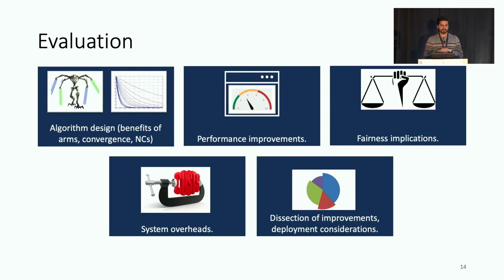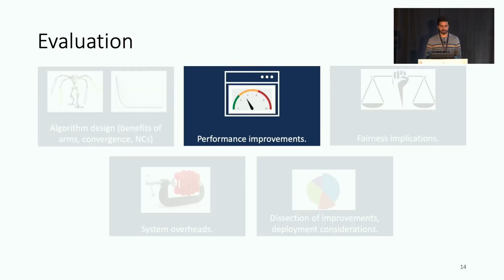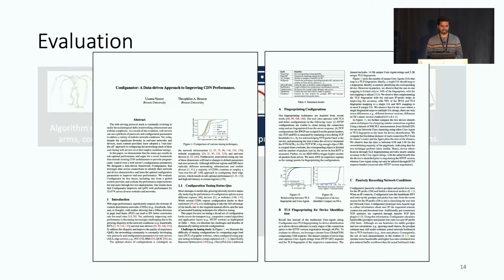So moving on to the evaluation, our evaluation tackles a number of different dimensions. We compare against different algorithms to test convergence. We evaluate performance improvement, and fairness implications when we are reconfiguring the TCP and HTTP configurations. We evaluate system overheads, dissection of improvement, and some deployability considerations. However, due to time limitations, I will be mostly focusing on the performance improvement here. We have a pretty big paper, with about 5 additional pages in the appendix, so if you are interested in the evaluation, please read the paper.